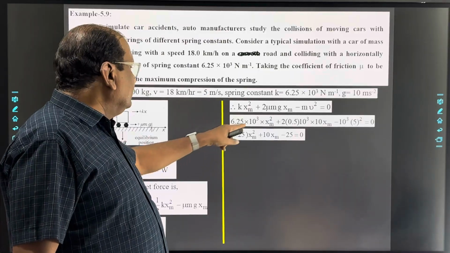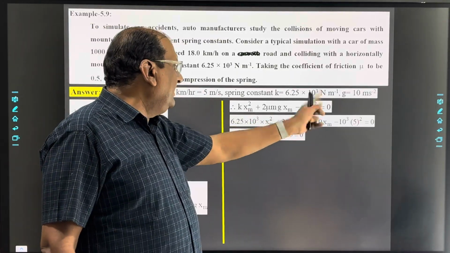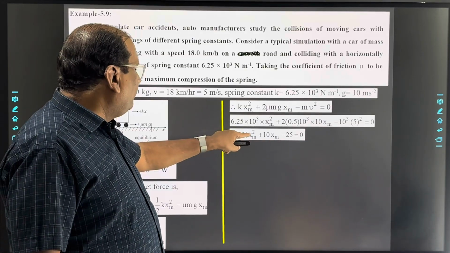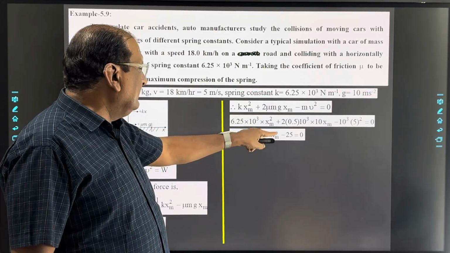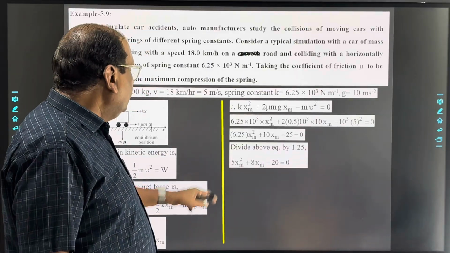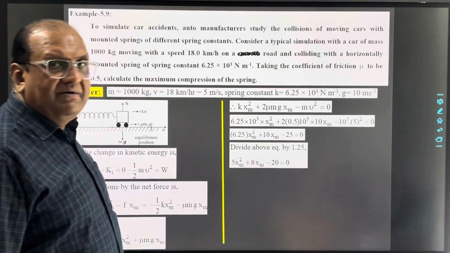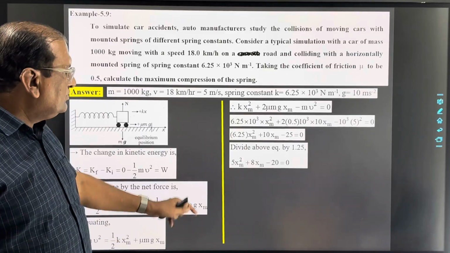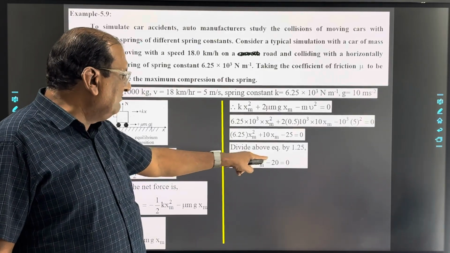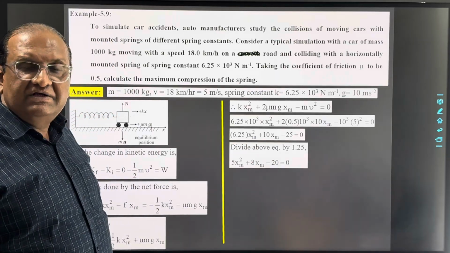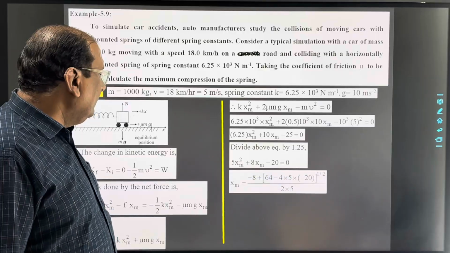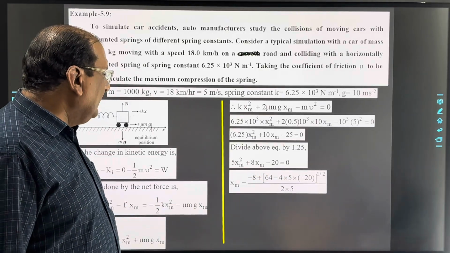So you will get, see, this 10 raised to 3, take common, take it on the right hand side, will be cancelled. So 6.25 xm square plus 10 xm minus 25 equal to 0. So divide this equation by 1.25. So you will get a simple quadratic equation: 5 xm square plus 8 xm minus 20 equal to 0. Now find out the roots of this one by your usual method.